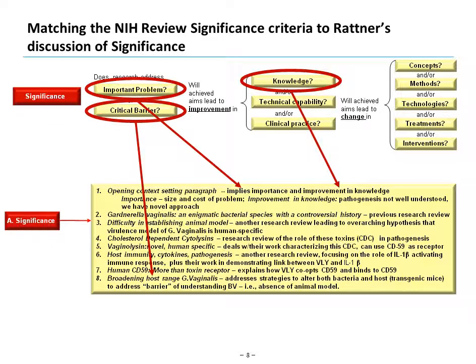And then we have a critical barrier. The critical barrier is, up to this point, we haven't had an animal model that we can actually use to explain the pathogenesis.